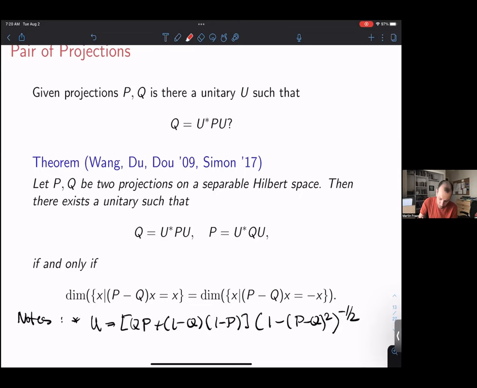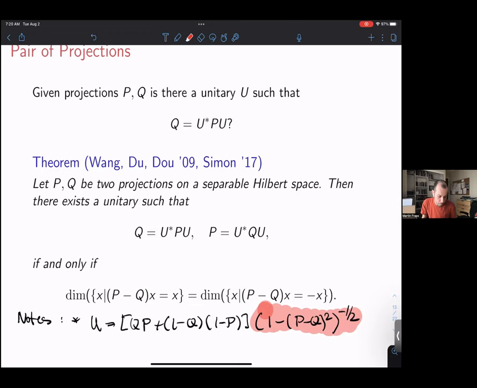However, it can only be defined if this is well defined. So there is this inverse of one minus the difference of p minus q squared, and that's well defined only if the norm of p minus q is less than or equal to one, or strictly less than one. So it's a unitary that connects these projections p and q. It just doesn't always work.